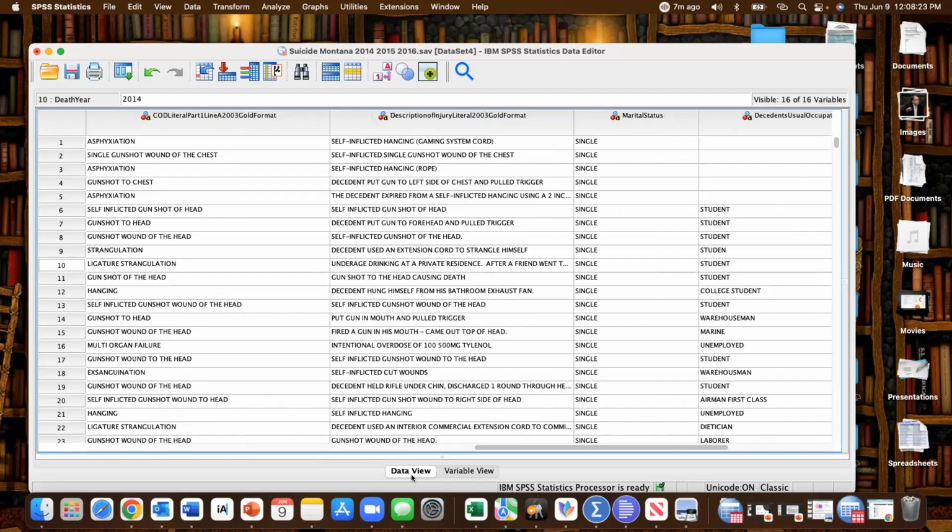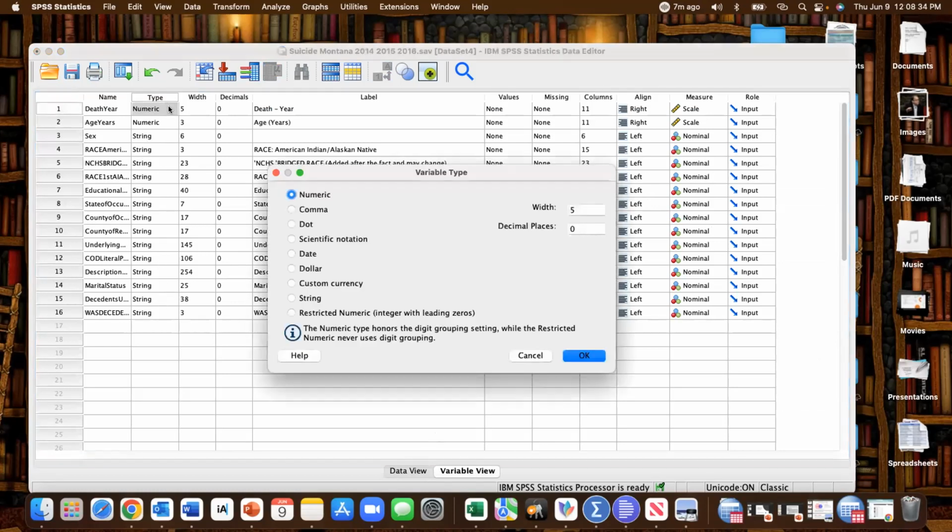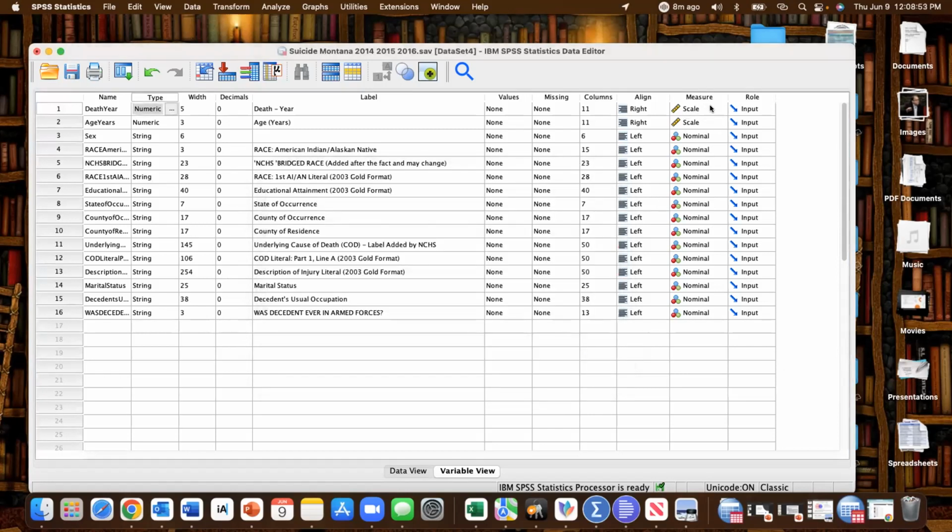The other view is variable view. This is where you can see the labels and what type of variable it is. So the main ones that are used are numerical data, but when it comes down here to string, that's where you're going to be restricted because it's considered non-usable, okay?